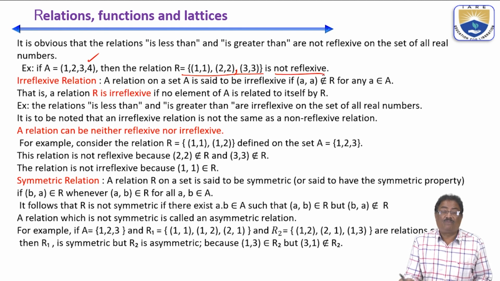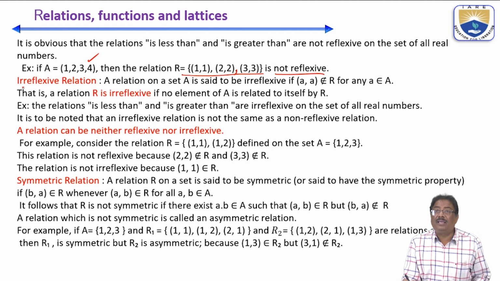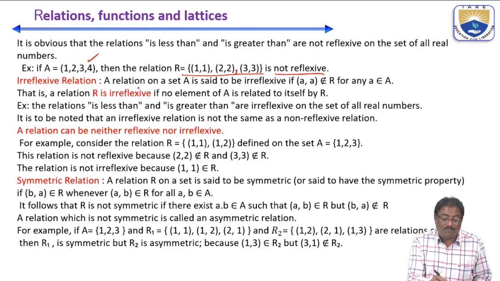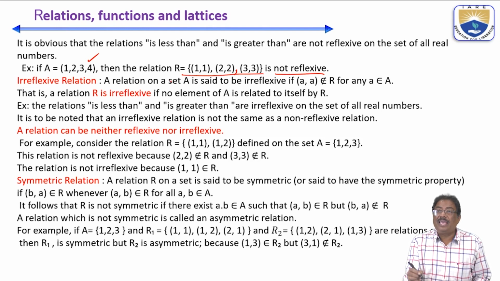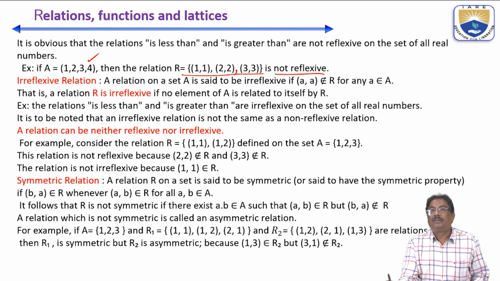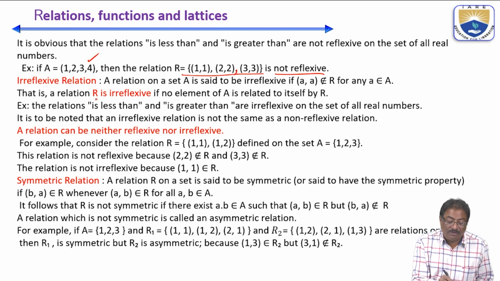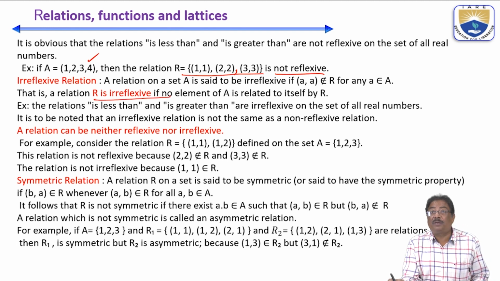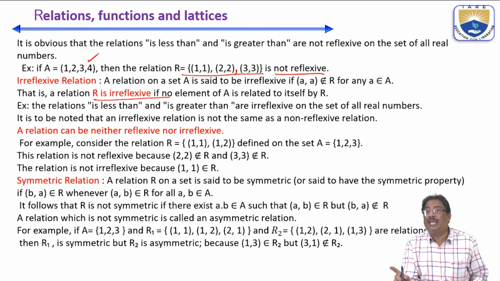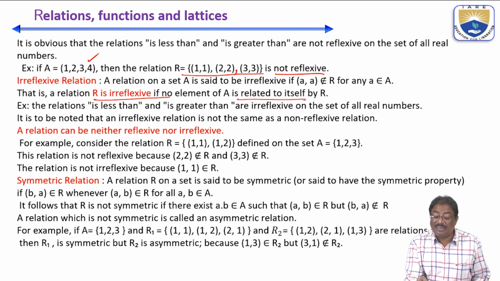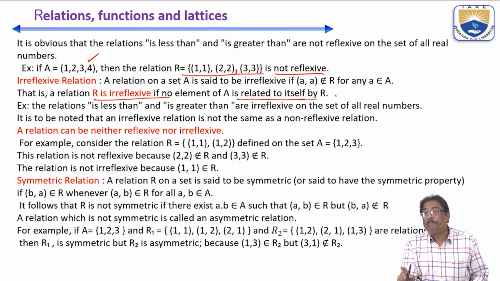Then irreflexive means that for every element A, (A, A) does not belong to R. Then it is known as irreflexive. That means no element of A is related to itself by R, then it is irreflexive.